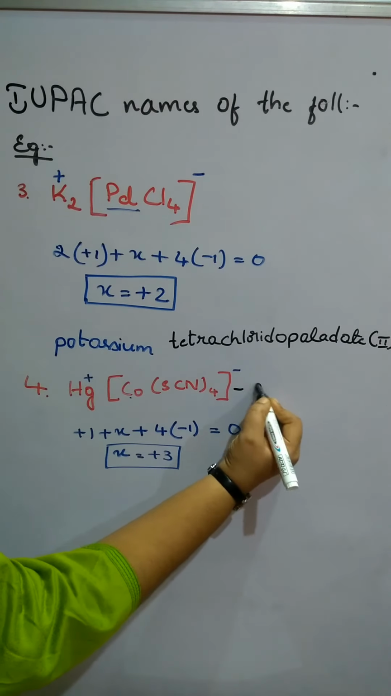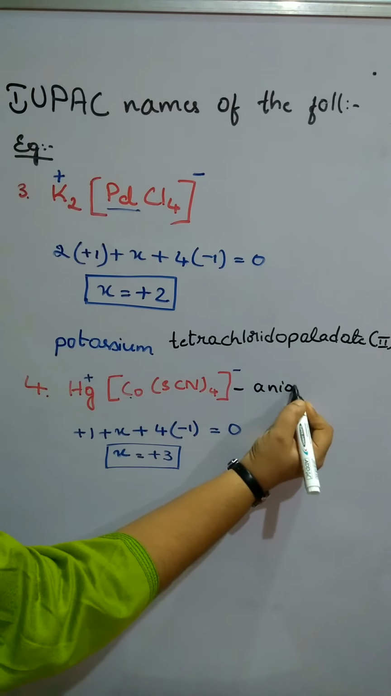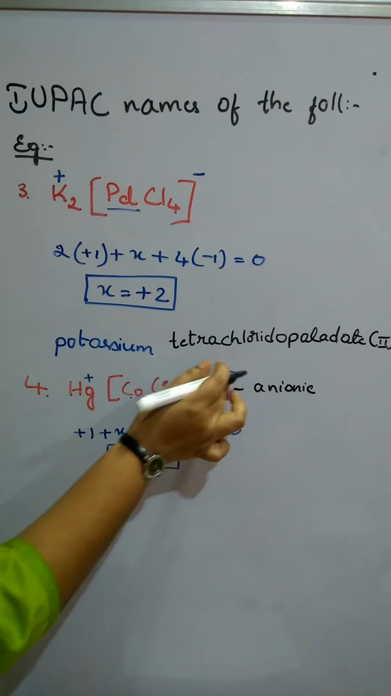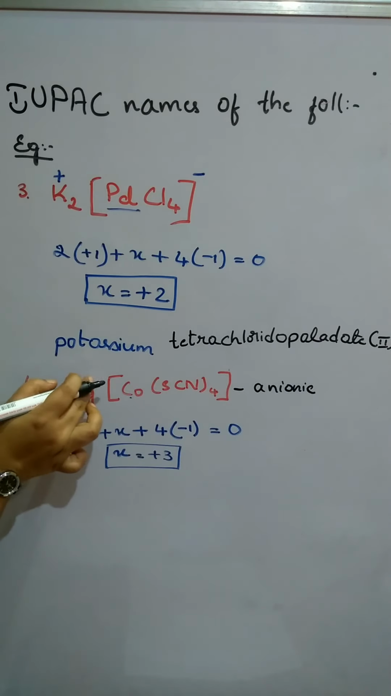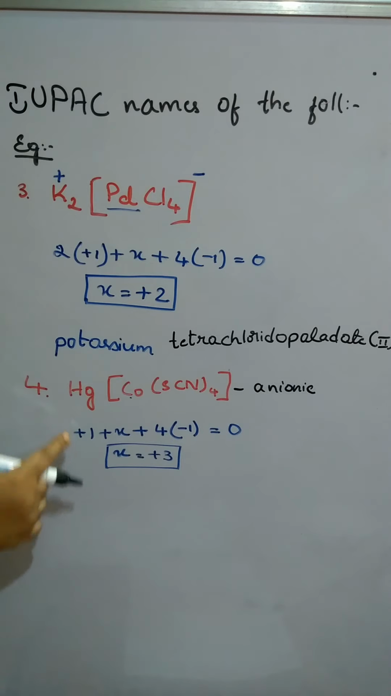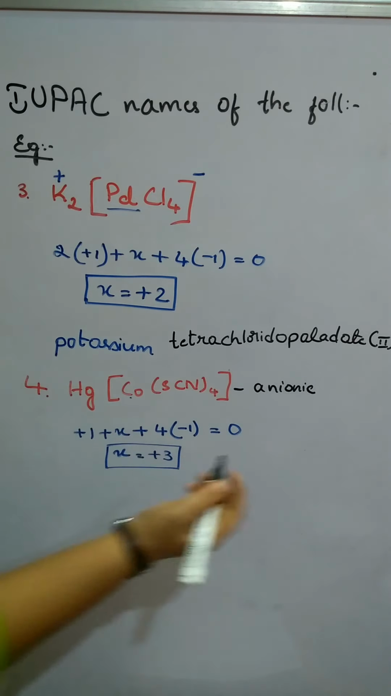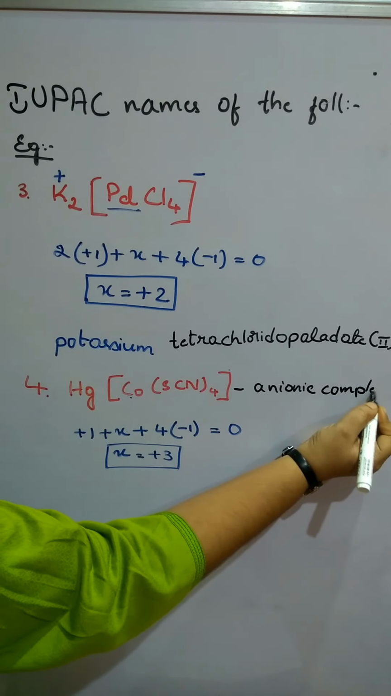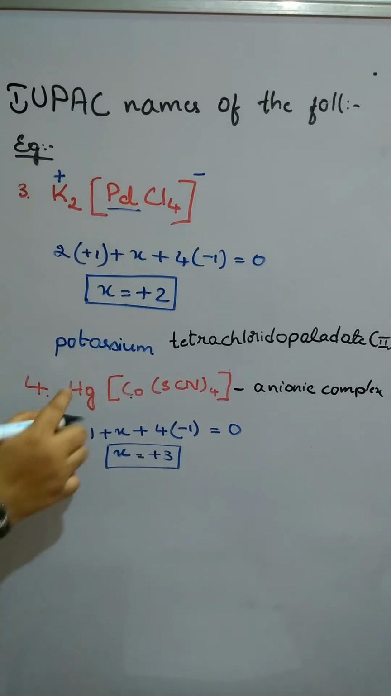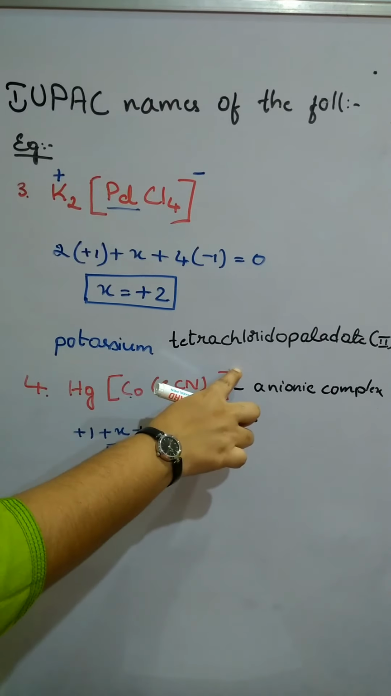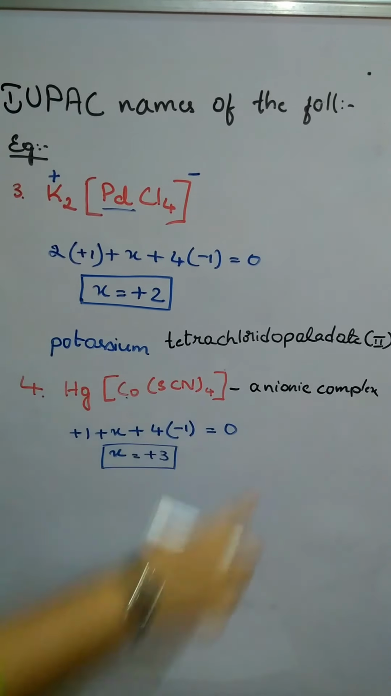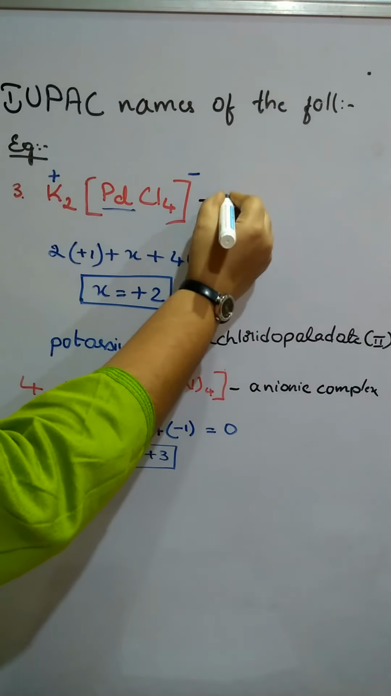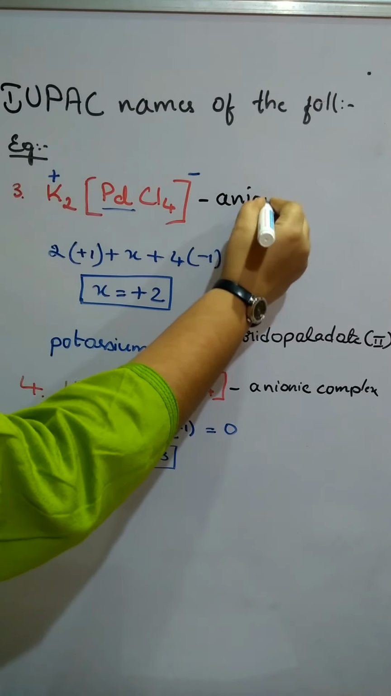So better you write it here, anionic complex, otherwise you'll get confused. So don't write this part. This is for your understanding I have written. So when you are writing the question, this should be the question, and when you are solving, copy this question once again, and then mention plus and minus here, and mention that one as anionic complex. First and second are cationic complex. So third and fourth are anionic complex.